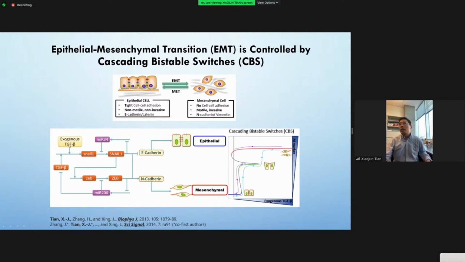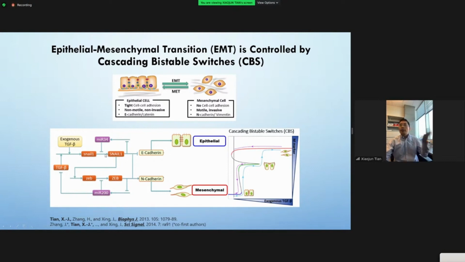The input is exogenous TGF-beta, which will trigger the transcription of SNAIL, and we have SNAIL protein, and the SNAIL will promote the next transcription factor ZEB, and then both SNAIL and ZEB will inhibit E-cadherin, the marker for the epithelial, and promote N-cadherin for the mesenchymal. And you can see here we have a double negative feedback between SNAIL1 and miR-34, because SNAIL1 will inhibit the transcription of miR-34, and miR-34 is a microRNA that will inhibit the translation of SNAIL1. Similar double negative feedback between miR-200 and ZEB, and another feedback because of the inhibition of the autocrine TGF-beta by miR-200.